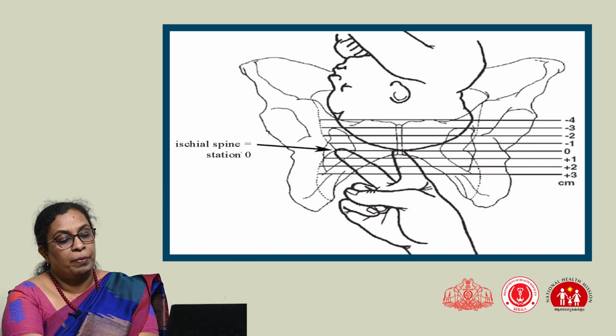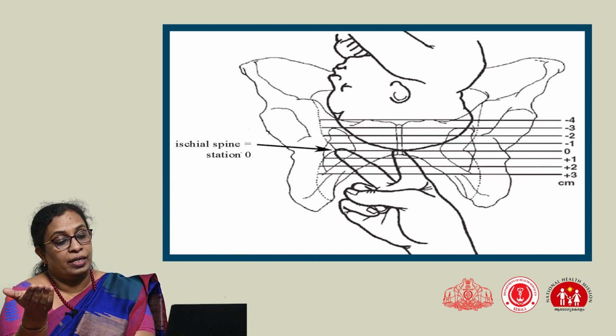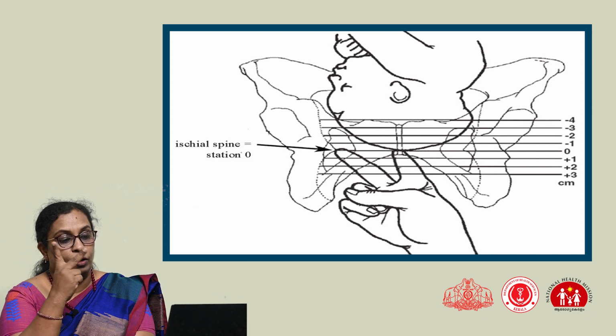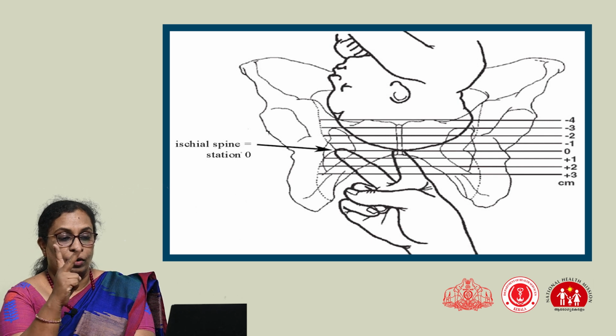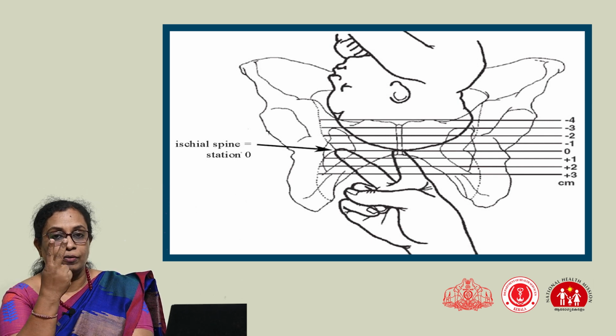In this picture, you are doing the per vaginal examination and you are palpating the ischial spine. Spines are palpable on both sides of the pelvis. The most prominent part on the lateral wall of the pelvis is the ischial spine. When the head of the fetus reaches the ischial spine, that is station zero.